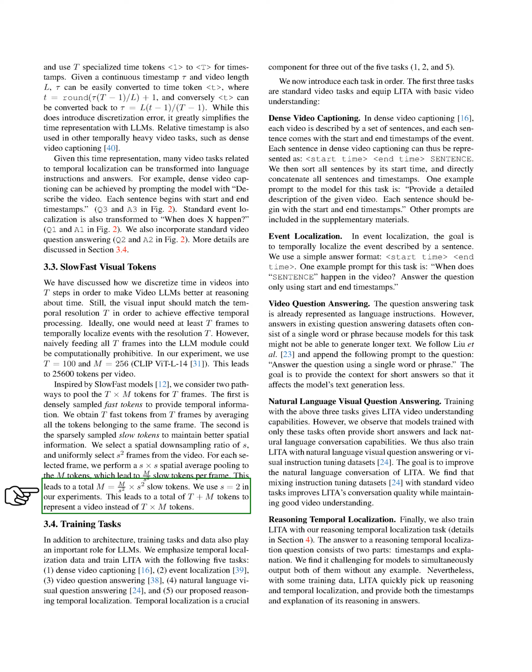Regarding training tasks, in addition to architecture, the choice of training tasks and data significantly impacts the performance of LLMs. We highlight the importance of temporal localization data and train LITA with 5 tasks: dense video captioning, event localization, video question answering, natural language visual question answering, and our proposed reasoning temporal localization. Temporal localization is crucial for 3 of these tasks: 1, 2, and 5. We introduce each task sequentially.